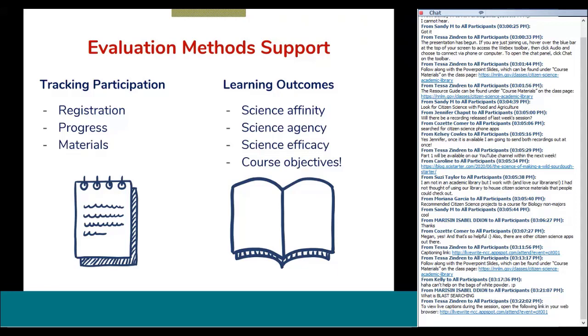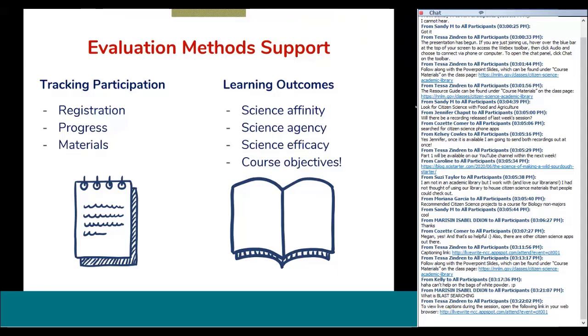So we also measure learning outcomes for students collecting data and students in classes working with the data. We've used a survey designed by graduate students in the College of Education as part of their own coursework. They mishmashed together a bunch of existing survey tools so that we could measure science affinity, science agency, and science efficacy without having to survey students multiple times and making it more likely that we get actual responses.